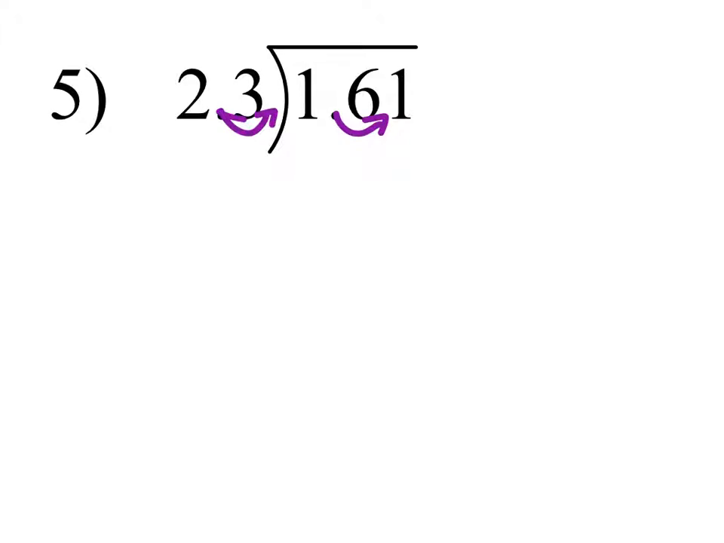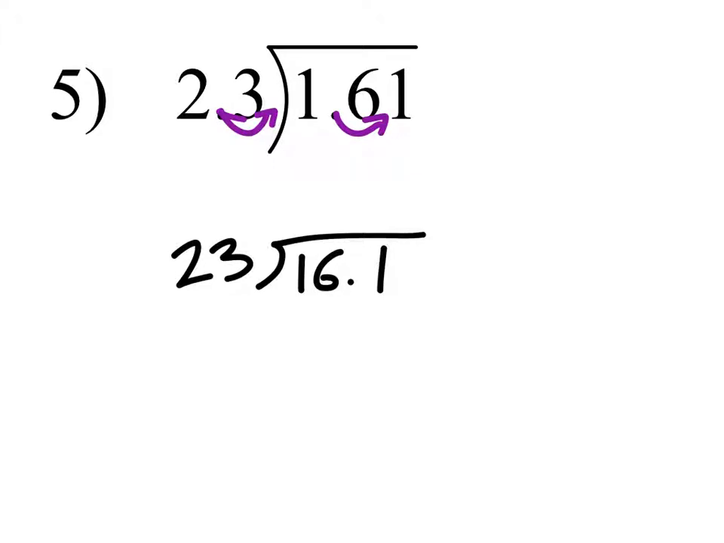That should sound familiar because really division is just fractions. So it's like I just multiplied both these numbers by 10. So I had an equivalent fraction, which is 23 divided by 16.1. So this should look a little bit more doable here. 23 doesn't go into 1, it doesn't go into 16, but it will go into 161.